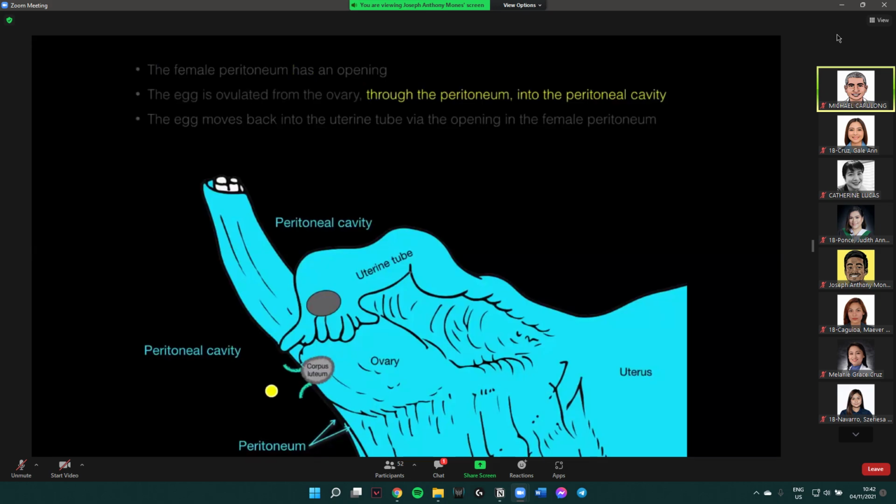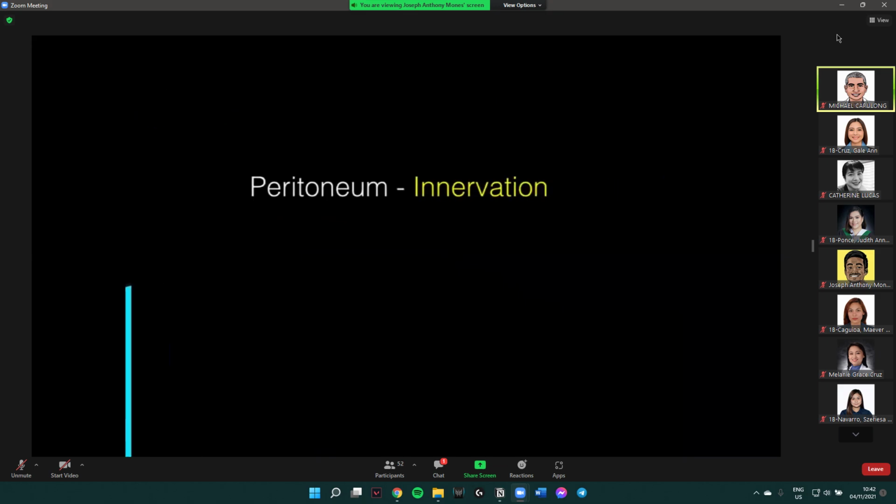So now the egg is in the peritoneal cavity, and that egg needs to get into the uterine tube to go into the endometrium of the uterus. And so what happens is the egg moves back into the uterine tube via the opening in this female peritoneum, and now it's in the lumen and is able to go to the endometrium of the uterus.